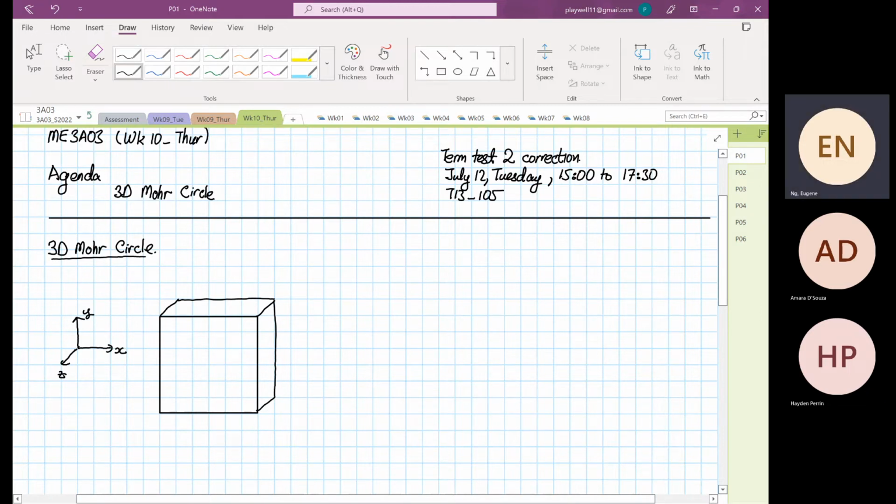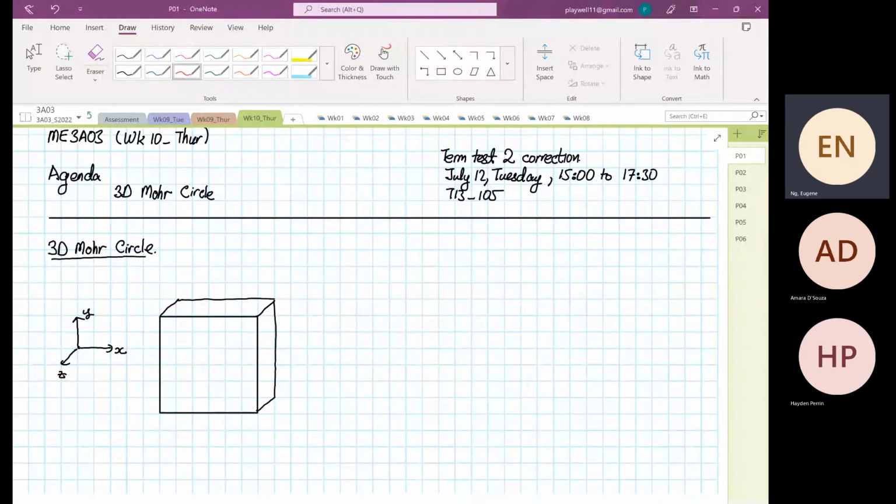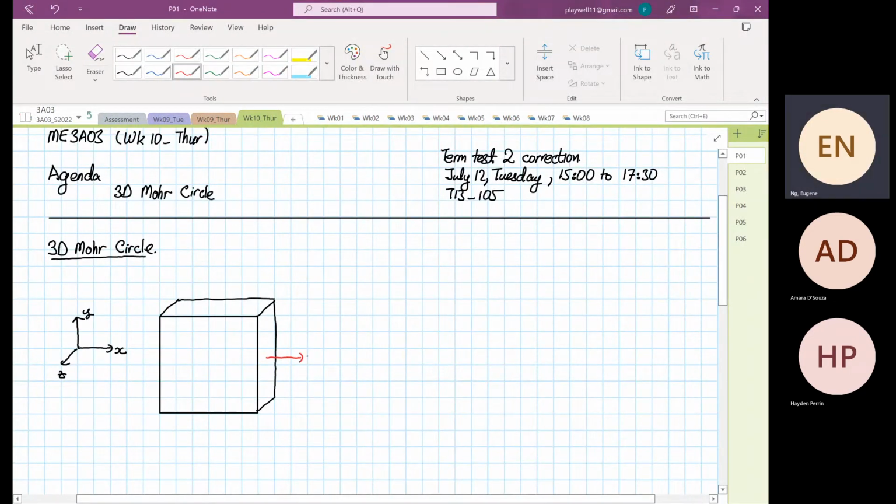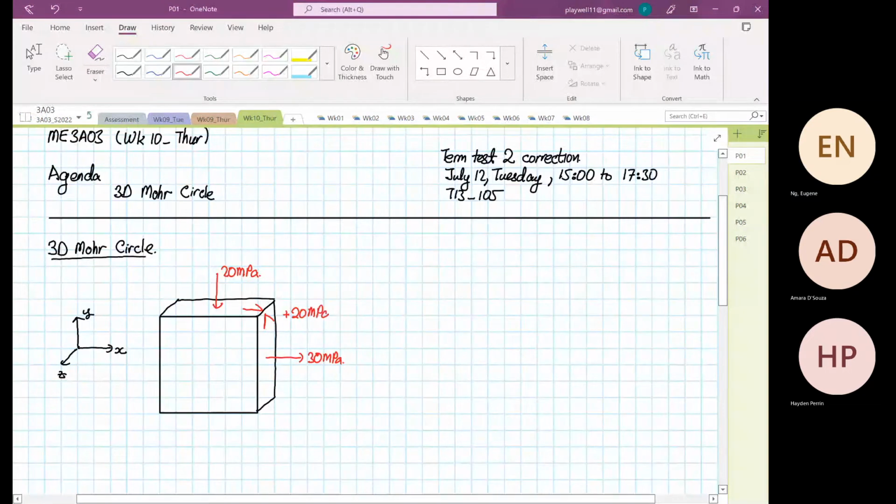I'll draw the associated stresses first. Over here you have 30 megapascal, and then you have 20 megapascal in compression. Then we have a shearing stress, and the shearing stress is positive 20 megapascal. The rest of the stress is equal to 0.